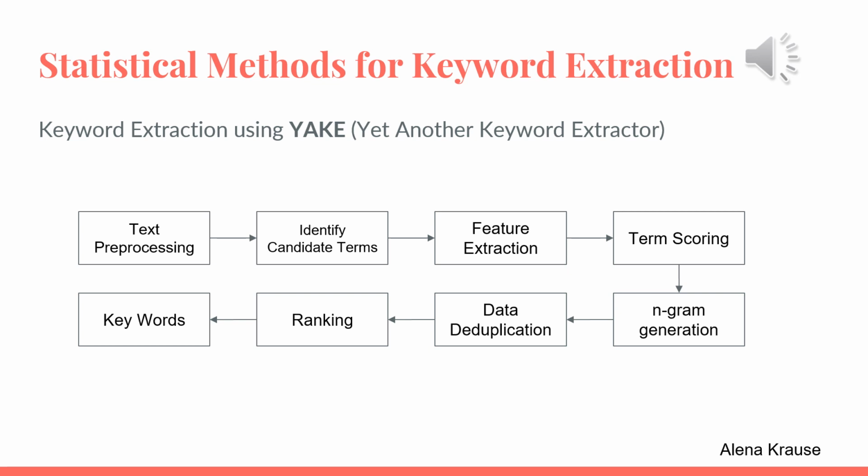One other statistical method for keyword extraction is the YAKE algorithm, or Yet Another Keyword Extractor. And this method uses statistical features from a single document to extract the keywords. The algorithm consists of the following major steps. The first is text preprocessing, which is pretty standard for all of the keyword extraction methods. Then we identify candidate terms, perform feature extraction and term scoring. Then we do n-gram generation and data deduplication. Finally, we do some ranking to extract the final keywords for the document.